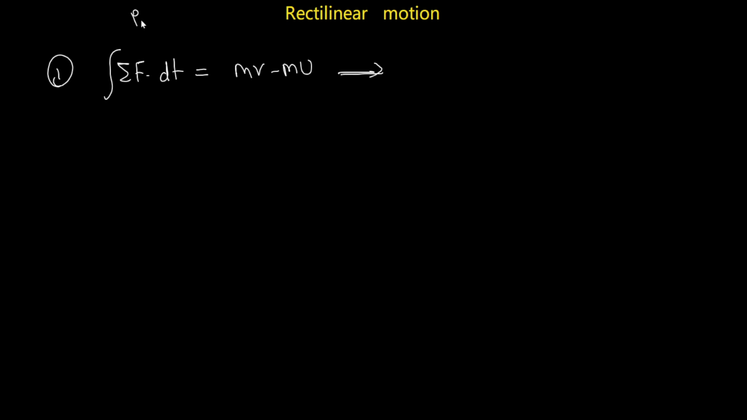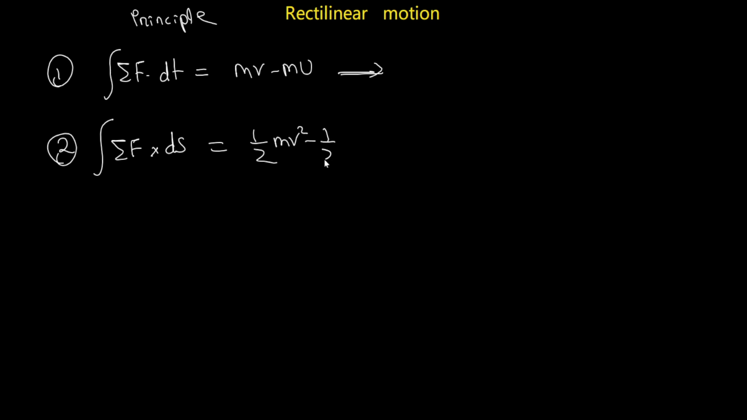So I am talking about principles. The second one, net force into displacement is nothing but half mv square minus half mu square. So the work done is nothing but change in kinetic energy. The third principle is saying energy conservation.